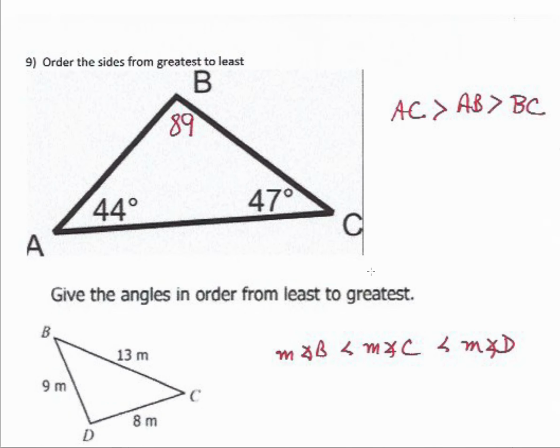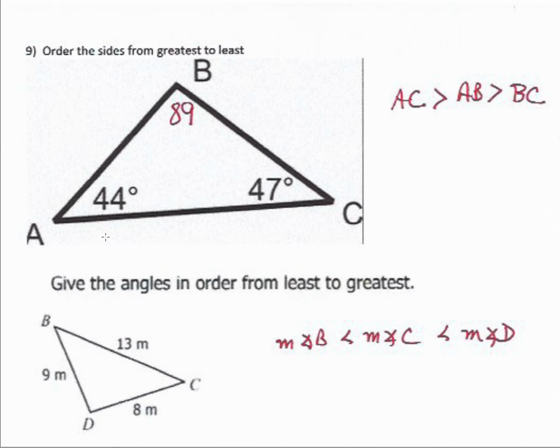Number 9, we have 44 and 47. Together, that's going to add up to 91. So the missing angle is 89. Remember, the biggest angle is always across from the biggest side and vice versa. So the longest side is AC. The next longest side is AB. So AC is greater than AB, and AB is greater than BC because BC is across from the smallest angle.